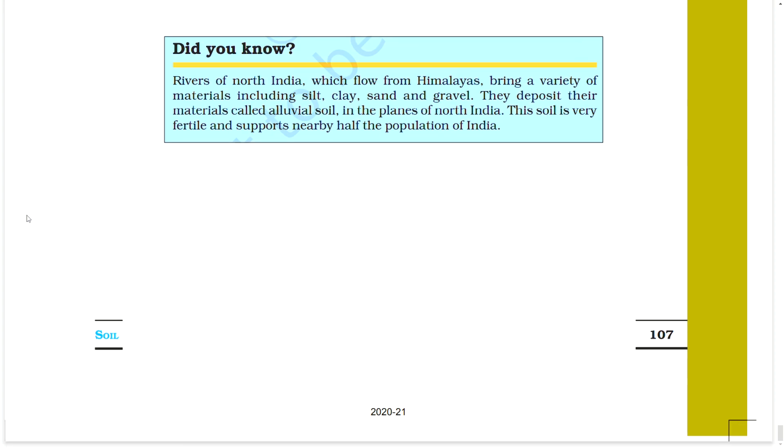Did you know? Rivers of North India, which flow from the Himalayas, bring a variety of materials including silt, clay, sand, and gravel. They deposit their materials, called alluvial soil, in the plains of North India. This soil is very fertile and supports nearly half the population of India.